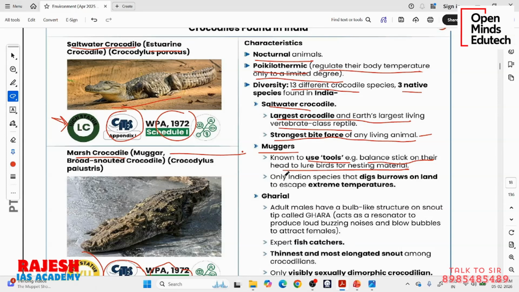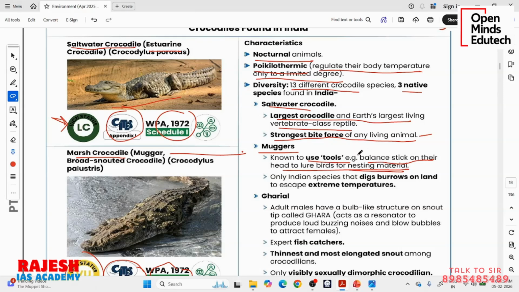So the marsh crocodile is seen using tools. They place a stick on their head so that birds think, I can find this stick to make my nest. The bird will come there, and the crocodile will attack it.